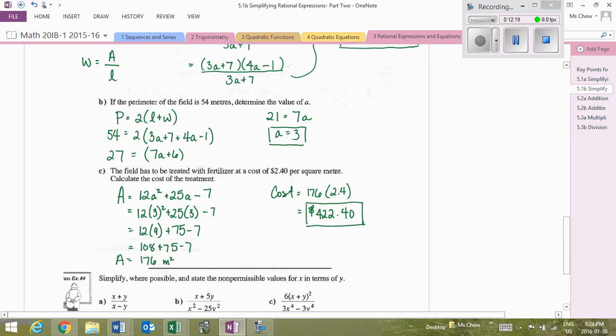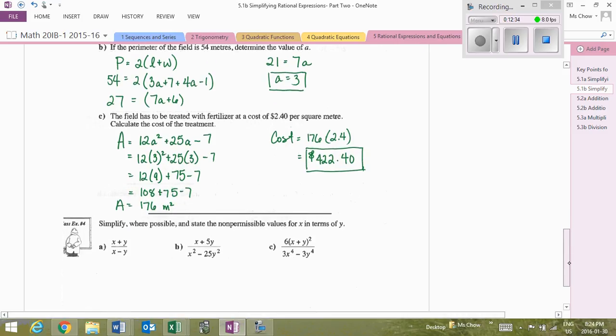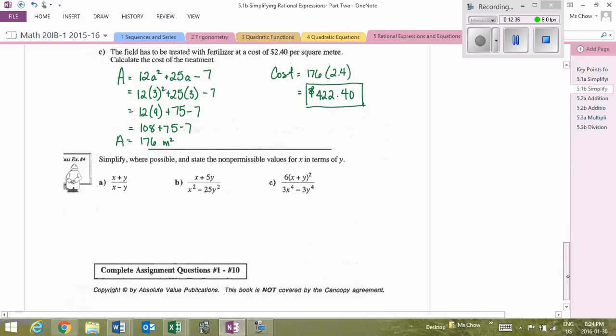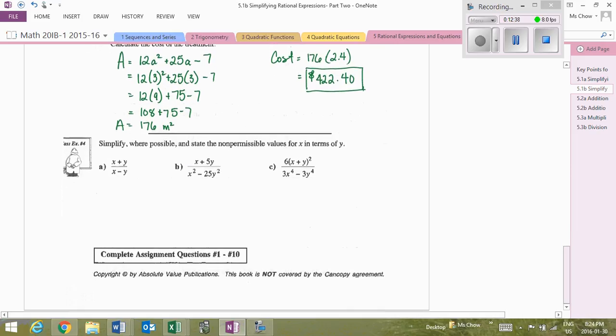I chose to use the original. I knew that one was correct for sure, and so substitute in the value of a being 3 and determine that the area is 176 square meters, and at $2.40 per square meter it is then $422.40.